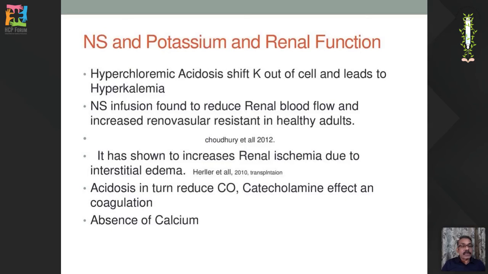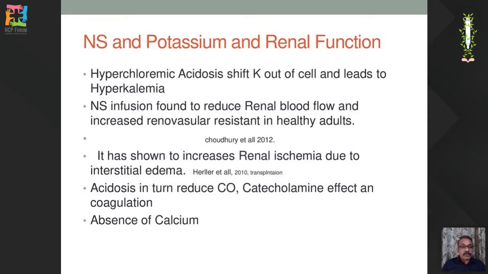Plus, the hyperkalemia is directly related to acidosis. Any acidosis, hyperchloremic acidosis, will shift the potassium out of the cell into the extracellular space. And you know the potassium inside the cell is very large, 140 milliequivalents per liter compared to 3.5 to 5.5 extracellular. So the slightest shift from intracellular to extracellular can cause a huge hyperkalemic effect, and that has been shown in multiple studies. Normal saline infusion reduces the renal blood flow, it increases the renal ischemia, and acidosis in turn affects the cardiac output and ventricular function, and even the catecholamine effect on the coagulation.